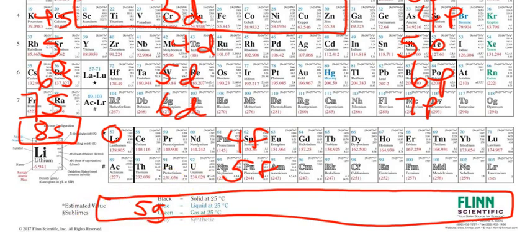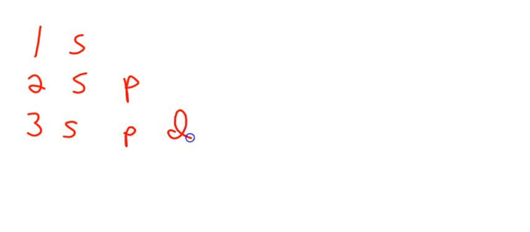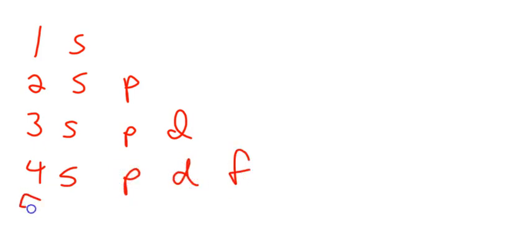How did I know this was 5g, by the way? Let me show you something. So what does s start with? 1. Okay, and I only get 1. How about 2? I have 2s and 2p. What about 3? What does 3 have? 3s, 3p, 3d. What does 4 have? 4s, 4p, 4d, 4f. So about 5. 5s, 5p, 5d, 5f. And guess what? Once element 121 hits, it's going to be 5g.